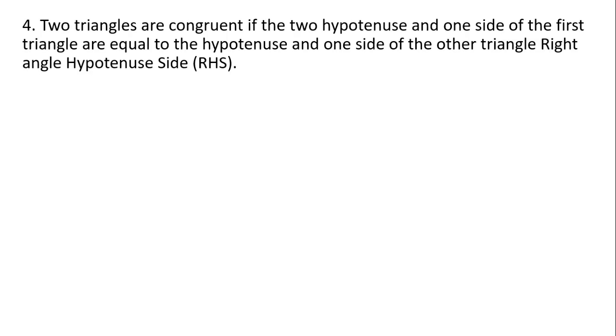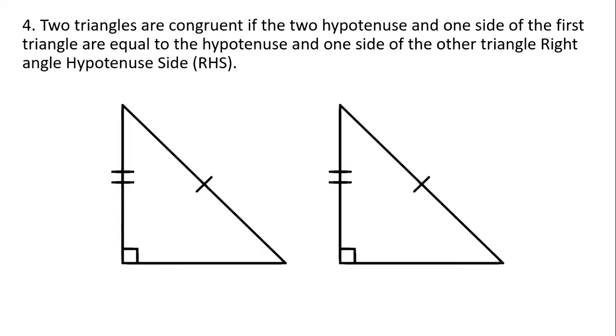Two triangles are congruent if the hypotenuse and one side of the first triangle are equal to the hypotenuse and one side of the other triangle. Right angle, hypotenuse, and side. Like that.